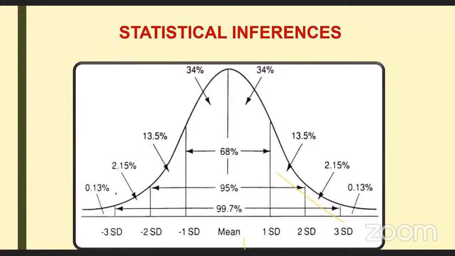You know this thing, like we have a level of significance, or we have confidence interval, confidence limit. Sample mean plus or minus 1.96 SE will contain your population mean in 95% of cases. Then sample mean plus or minus 2.58 SE will contain the population mean in 99% of cases, and so on. This is called statistical inference, or estimation of population parameter from sample statistic. That is based on your normal distribution, normal curve.